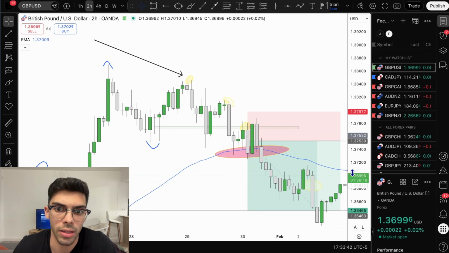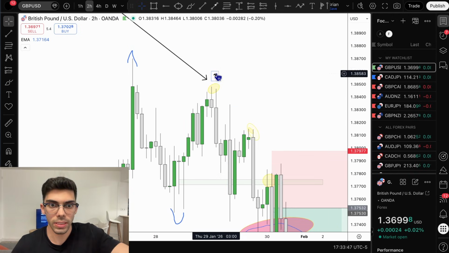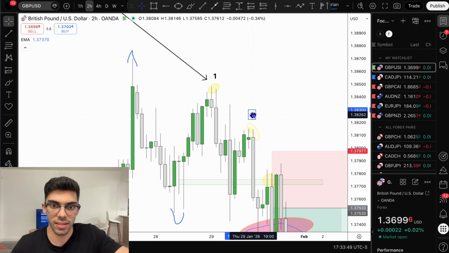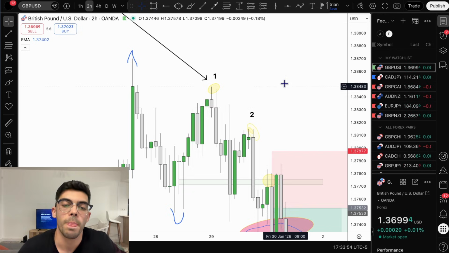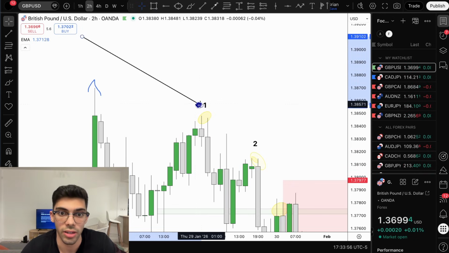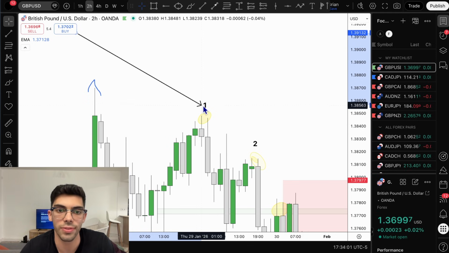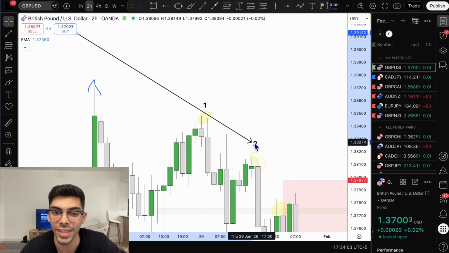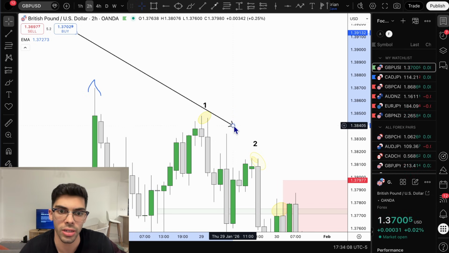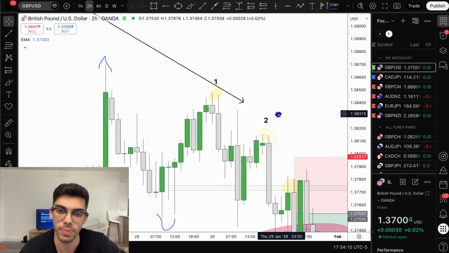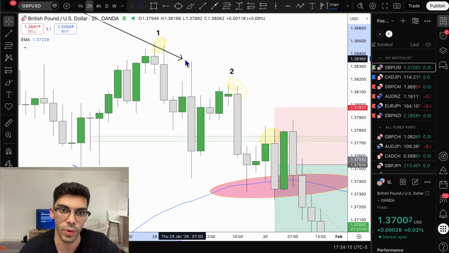So let's get into a little bit more of the breakdown about why I took this trade and why it made so much sense. First thing I'm gonna do is put the number 1 here, and then I'm gonna copy, paste it, and put the number 2 right here. This number 1 is the first lower high. This number 2 is the second official lower high. You could consider that wick to be a lower high, sure. But there's a very specific reason why that number 2 is the lower high and not this wick right here.